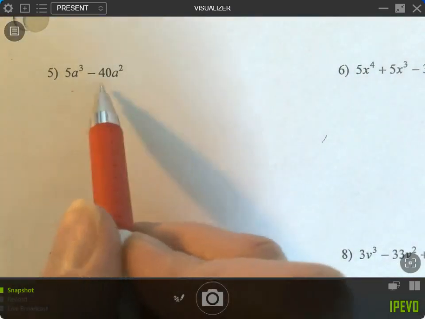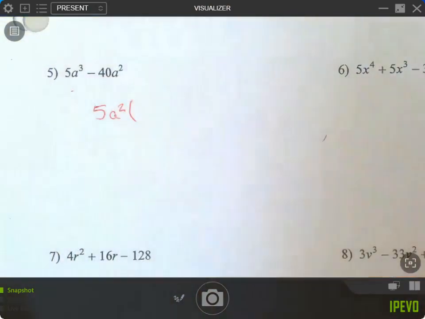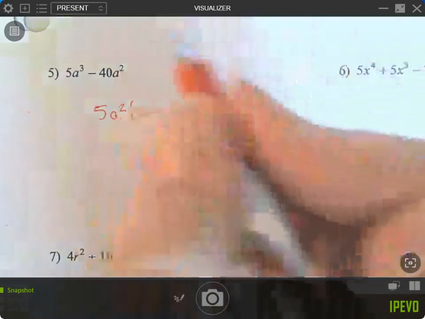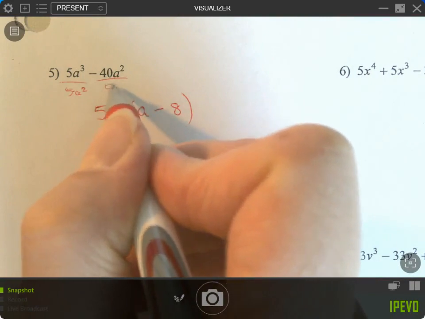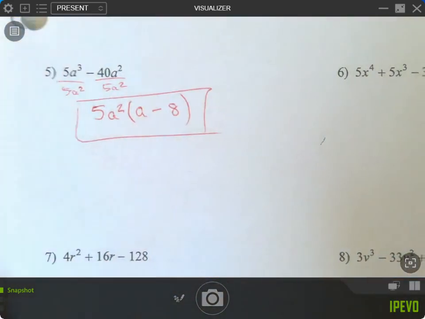So in this one, we only have 2 terms. I'm going to take out not just a 5, but a 5a squared. And then what's left is a minus 8. So if it helps you, show this under each one. Now that's it. There's nothing further to do because of the a here.